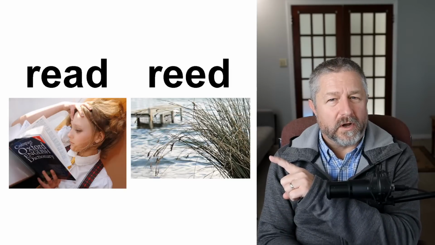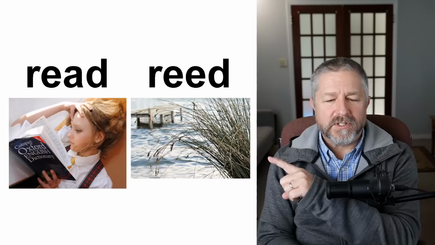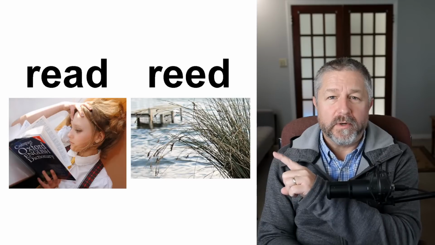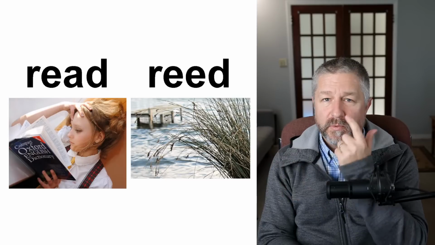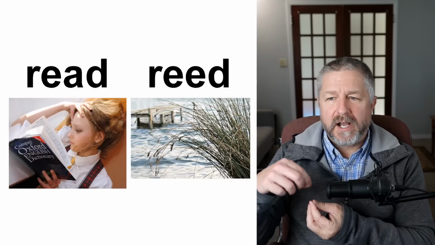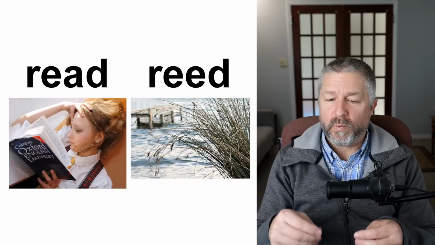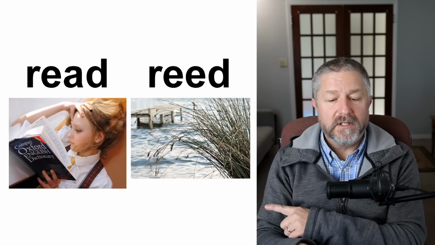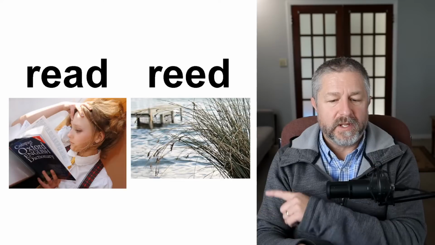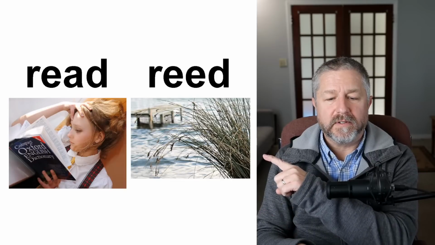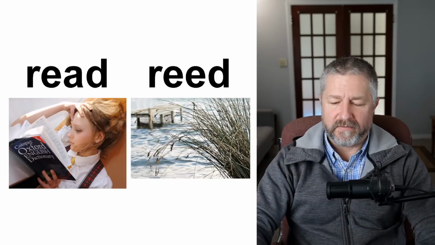Things that grow along waterways. There's a certain kind of plant that grows along rivers and lakes, and we call them reeds. A reed is kind of like a grass that likes to grow in a place where it's very, very wet. So here you have a person who has decided to read, and along this lake you have a reed, some reeds, if I use the plural.